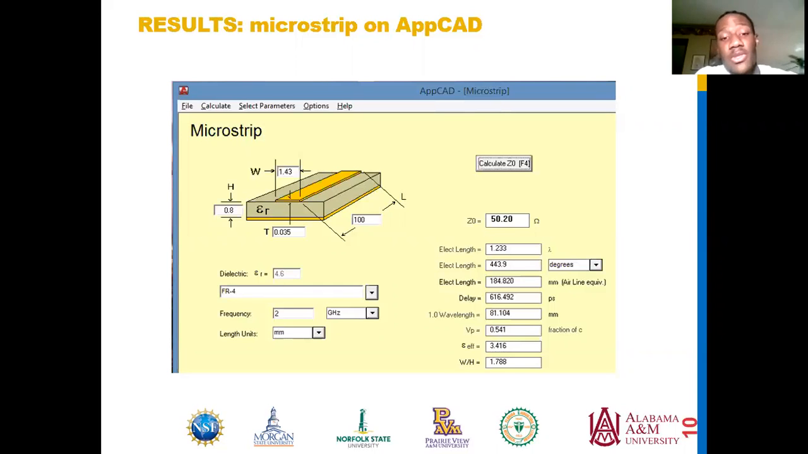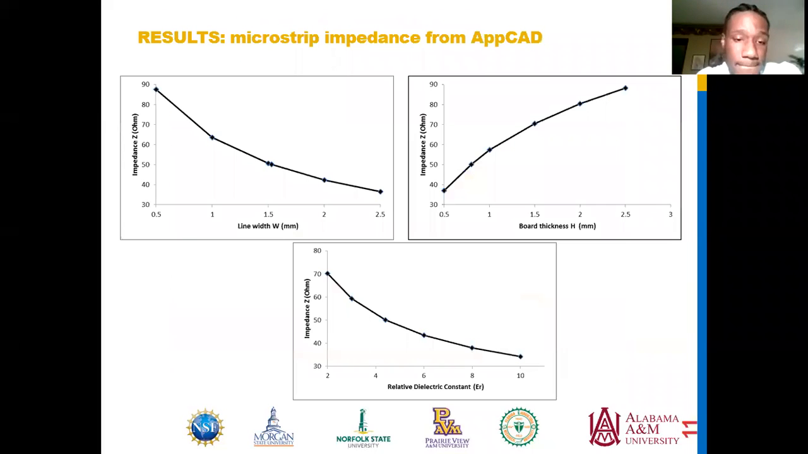After we did all that, we pushed the calculate button over here, as you can see, and when we pushed calculate, we got a result of 50.20 ohms. Next slide, please.